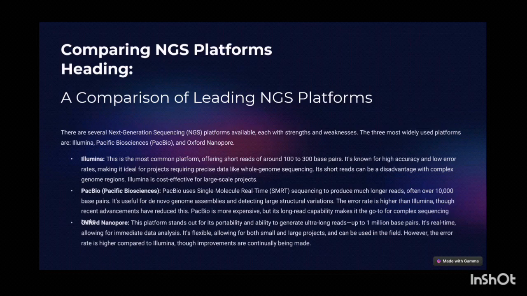PacBio uses single molecule real-time sequencing to produce much longer reads, often over 10,000 base pairs. This makes it useful for de novo genome assembly and for detecting large structural variations in the array.